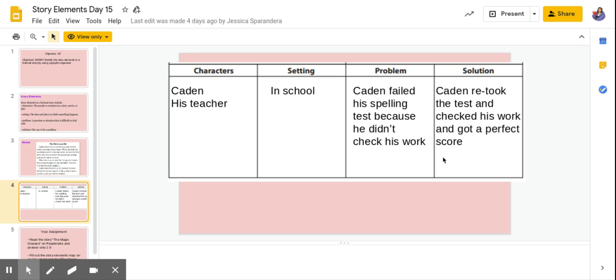So although it didn't work in the beginning for him because he rushed and he didn't check his work, his teacher allowed him to redo the assignment, which was awesome.